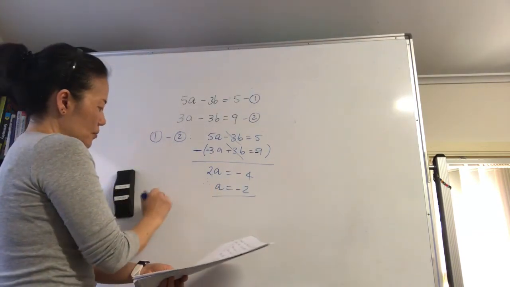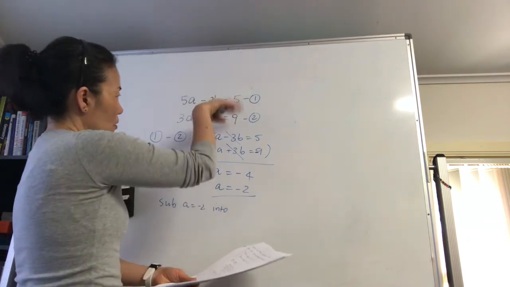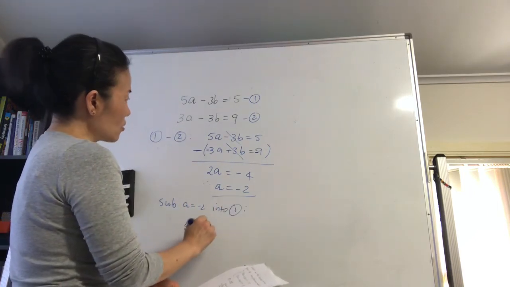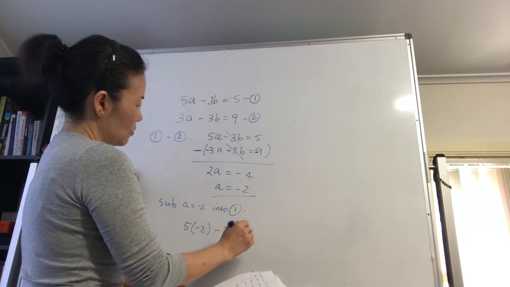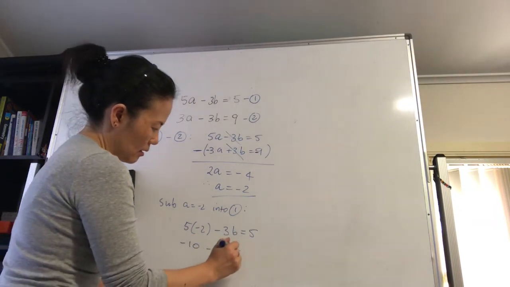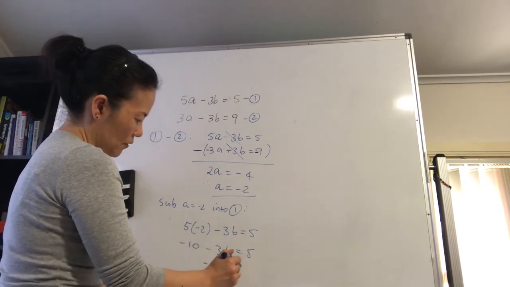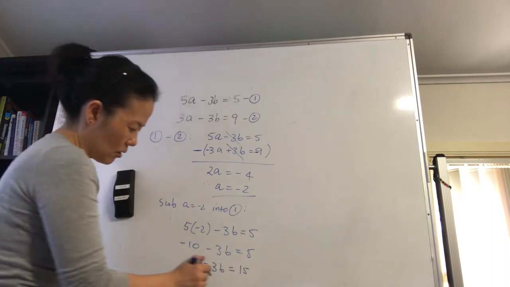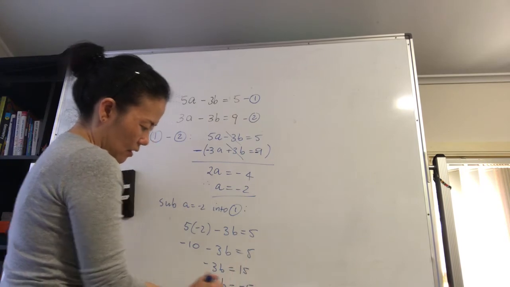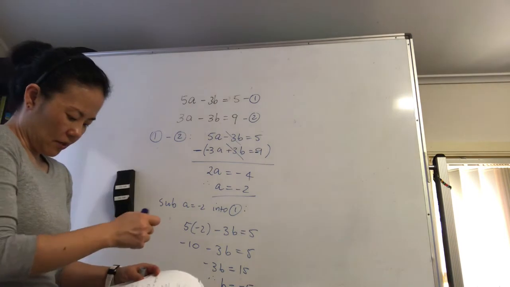And then I'm going to substitute a equals minus 2 into either one of them. Doesn't really matter, so I'm going to do 1. 5 times minus 2 minus 3b equals 5. That's minus 10. If we go to the other side, minus 3b equals 15. So b, if you divide by minus 3, divide by minus 3, is minus 5. So your answer: a is minus 2, b is minus 5.